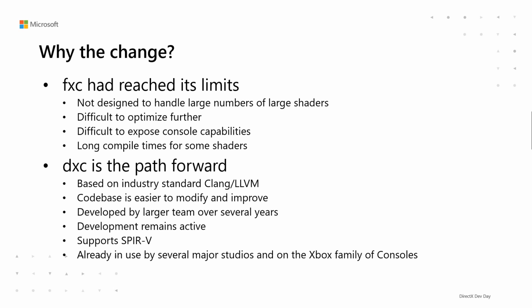The team has been working on it for several years, and there's quite a large team that is doing active development on DXC today. A few other nice things, because it is open source, we've had some industry partners add some things. SPIR-V gen is one of the things that have been added, so a lot of folks are using HLSL to generate their SPIR-V shaders now. It's also worth noting that on the Xbox family of consoles, DXC is now the standard compiler that we're using over there.